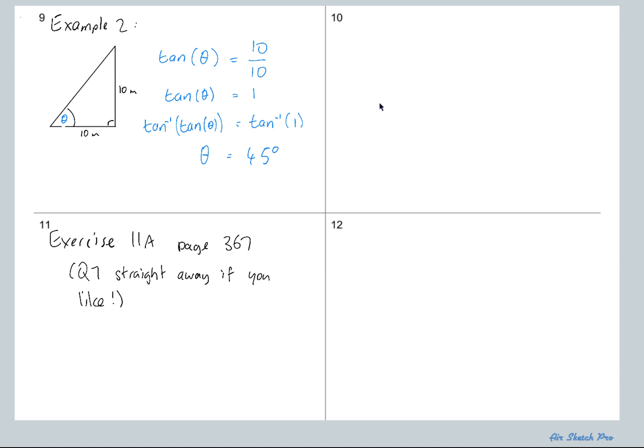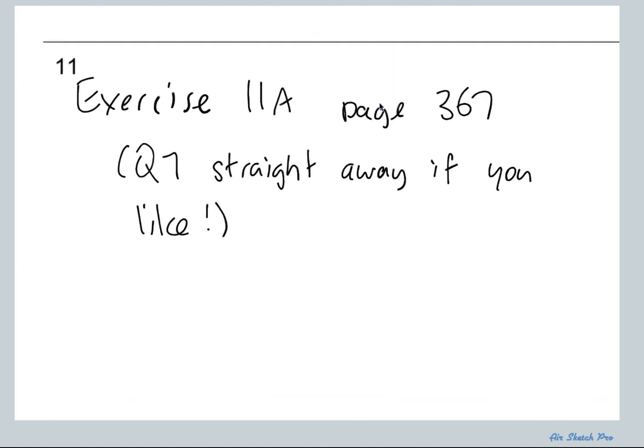We've got 10 minutes left in the lesson. I want you to start at exercise 11A on page 367. If you look at those and say, I need a bit more of a challenge, just hit up question 7 straight away. When we get to class next lesson, can you please continue on with exercise 11A? And I will start the lesson formally about 10 minutes in after that.